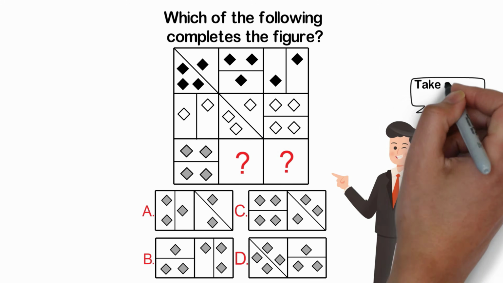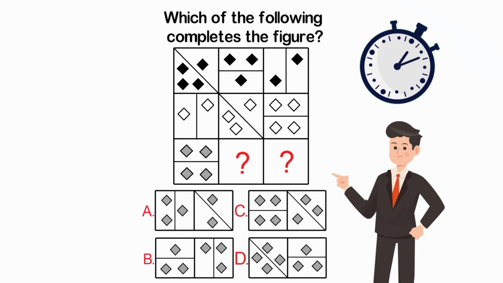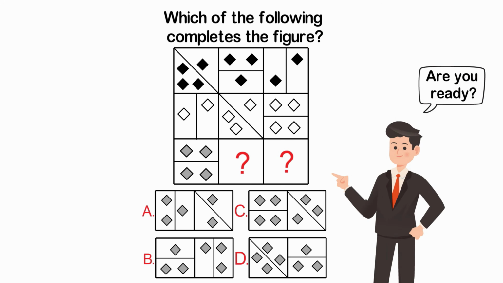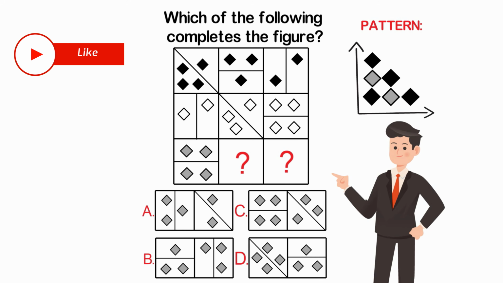Take a close look. The solution is not obvious, but it is very simple. Give yourself 10 to 20 seconds, maybe go to 30 seconds by pausing this video, to see if you can come up with the answer on your own. Are you ready? Let's continue to see how we can get to the correct solution together. As I mentioned, the answer to this question is very simple. The pattern is represented in each row by a decreasing number of diamonds.